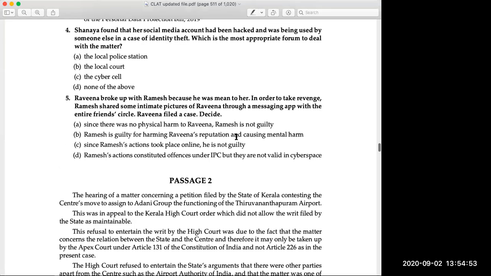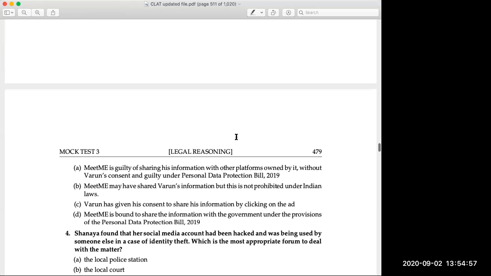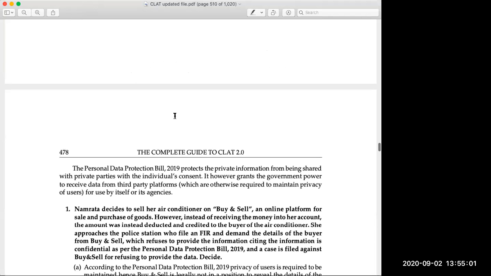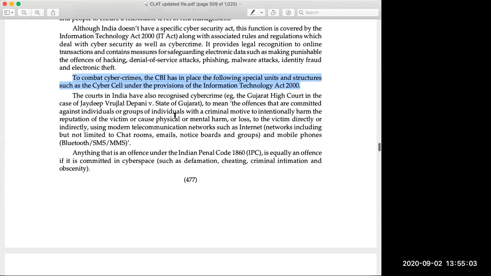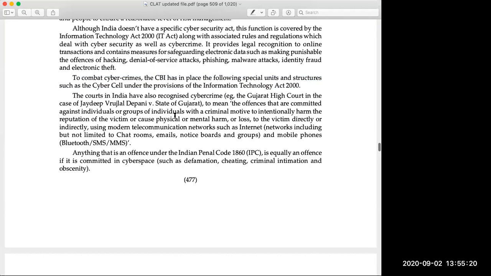In the fifth paragraph, I guess, anything that is an offense under the Indian Penal Code 1860 is equally an offense if it is committed in cyberspace. So don't you think this will form defamation, criminal intimidation, obscenity, all of these things? Yes, sir.